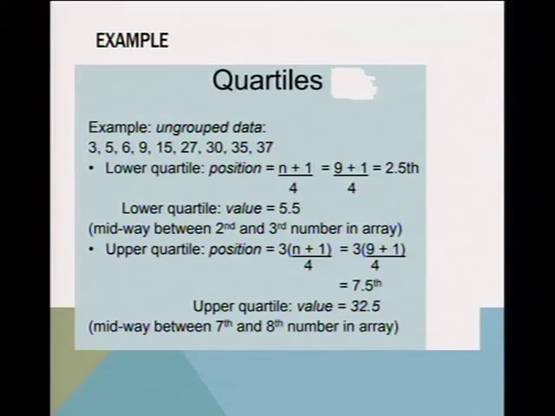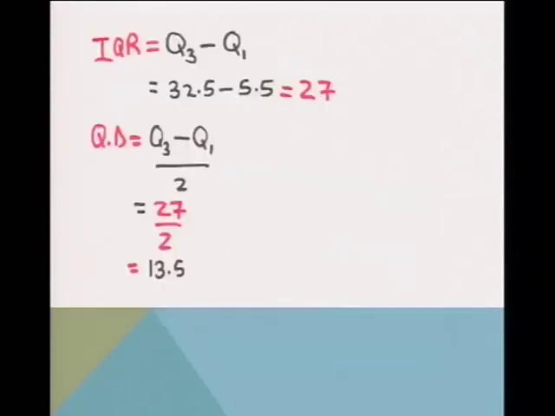Okay, on the 7th position you have 30, and on the 8th you have 35. You add them together, divide by 2, you get 32.5. Now the interquartile range, which we call the IQR, will be the third quartile minus the first quartile. 32.5 minus 5.5 will give you 27. Now the quartile deviation is Q3 minus Q1 divided by 2, which will give you 13.5.